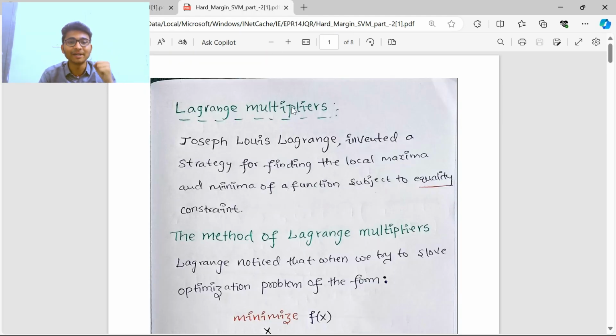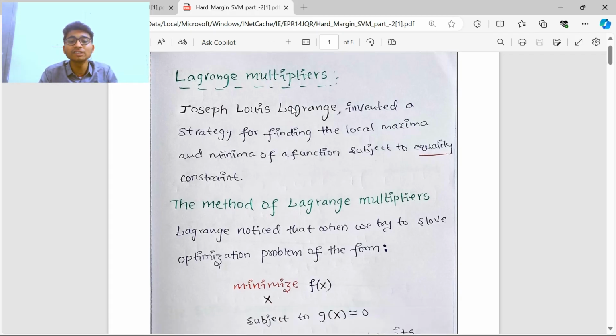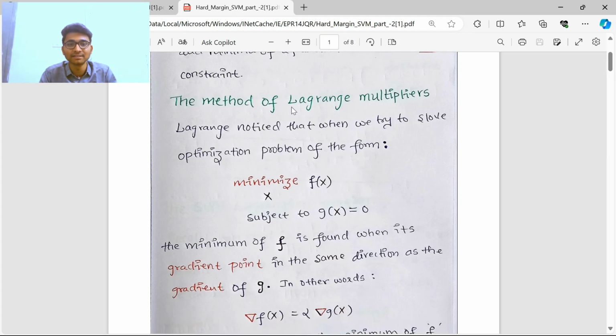The Lagrange multipliers. Joseph Louis Lagrange invented a strategy for finding the local maxima and minima of a function subject to equality constraint. Equality constraint, guys, subject to equality constraint. Let's see what is the method of Lagrange multipliers.